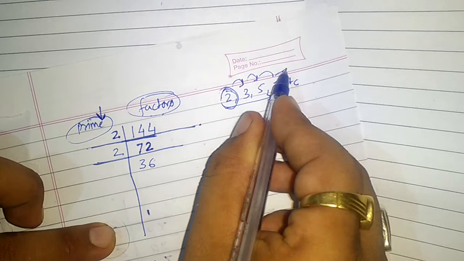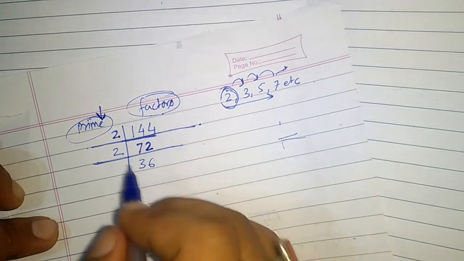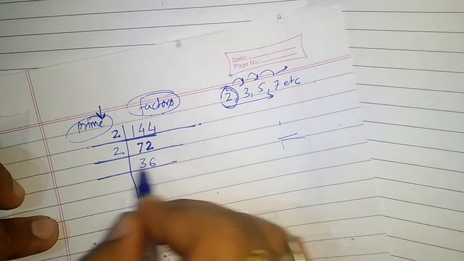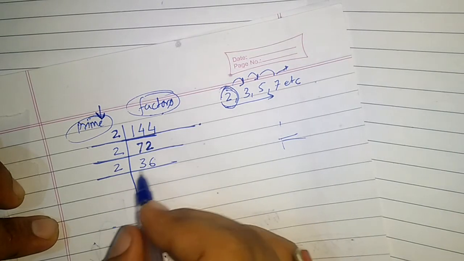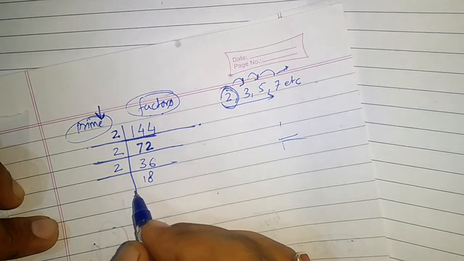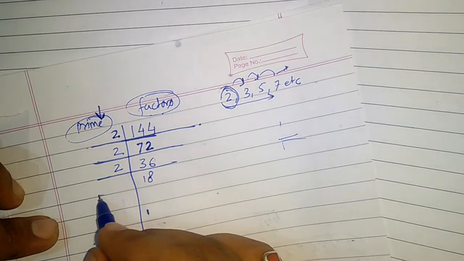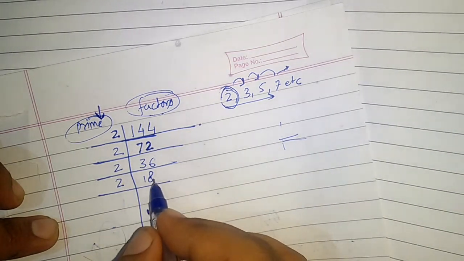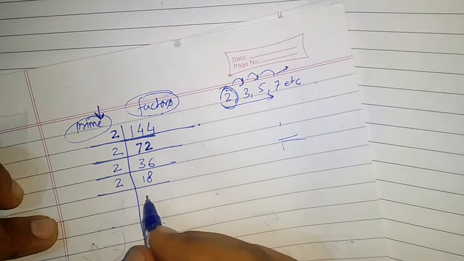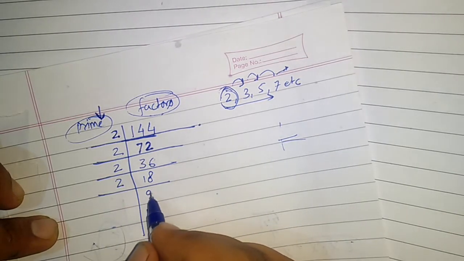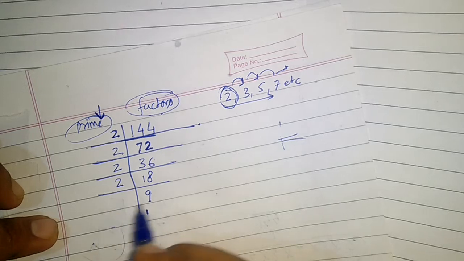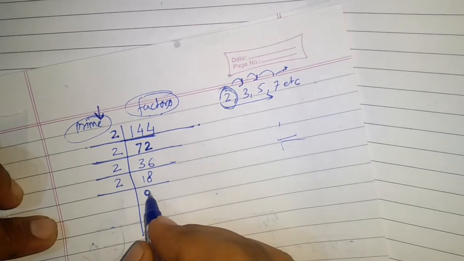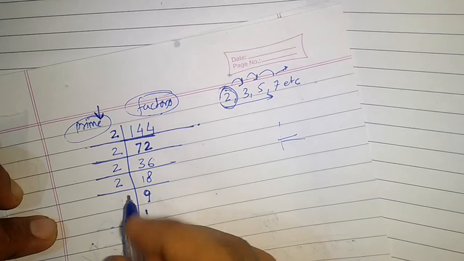Now we will again write 2 because 36 is easily divisible by 2, so it comes out to be 18. Again we write 2 because 18 is easily divisible by 2. Now 18 divided by 2 comes out to be 9. Now should we again write 2? No, because 9 is not divisible by 2. So what will we write? 3.